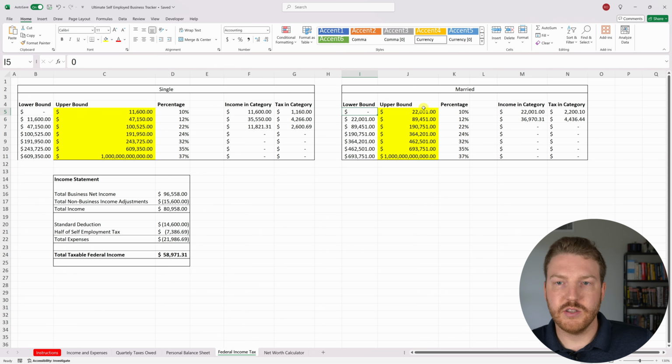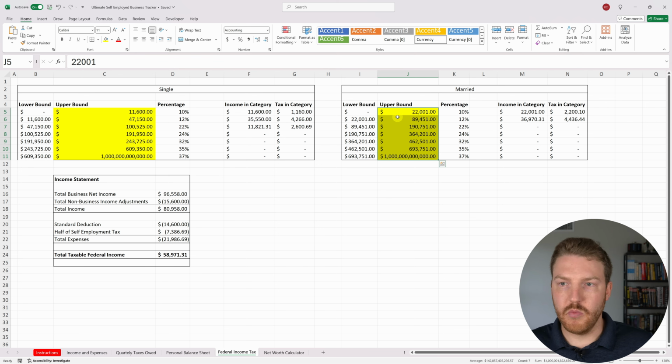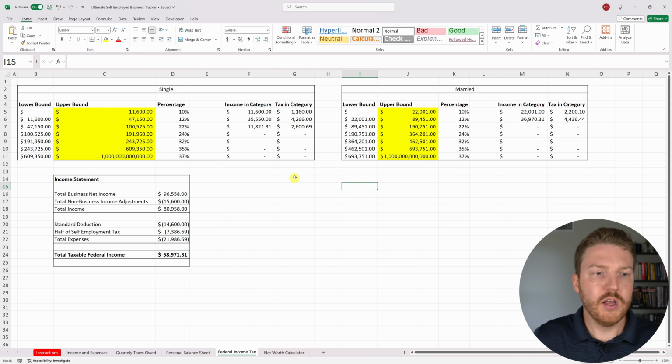There we go. Okay, and so then married, you'll notice it's slightly different for the upper bounds of each one. That's because married people can make more, basically they get a tax benefit of being married. So now let's look at how we're calculating our taxes in each category.